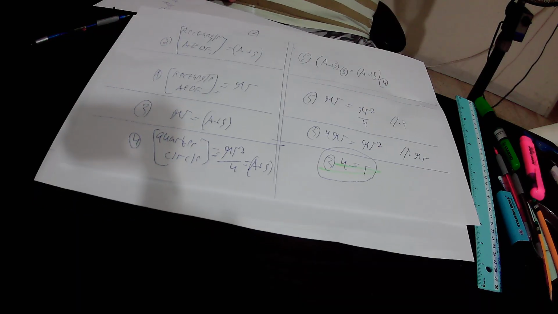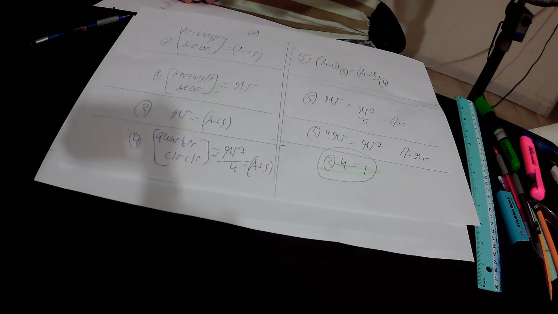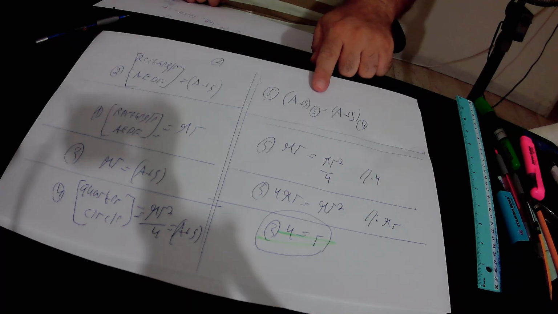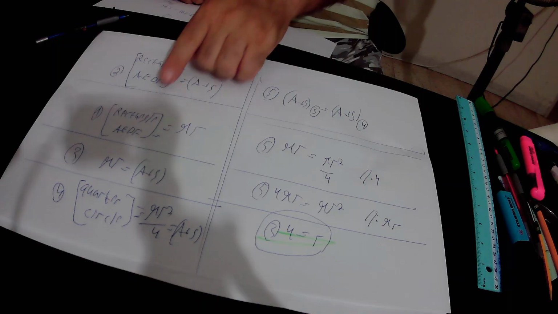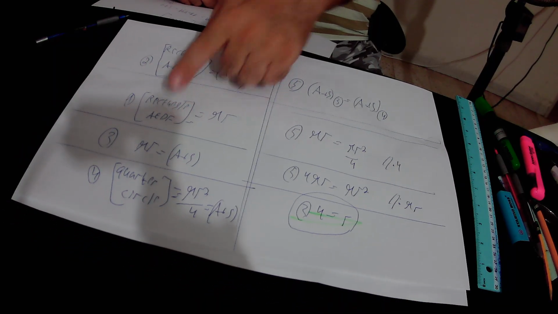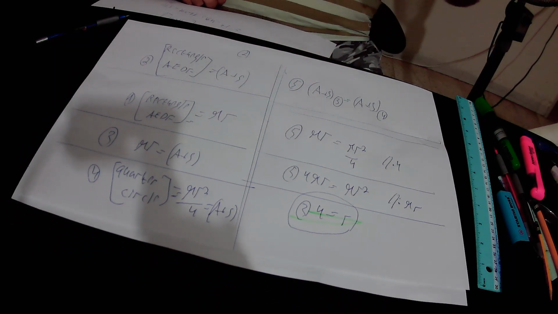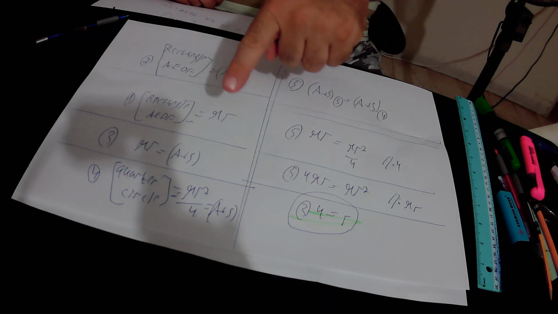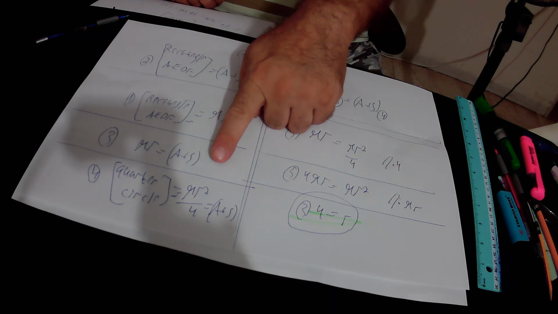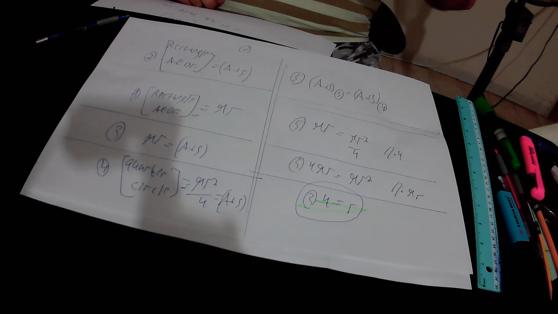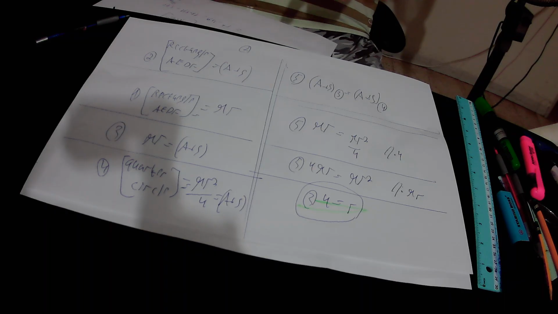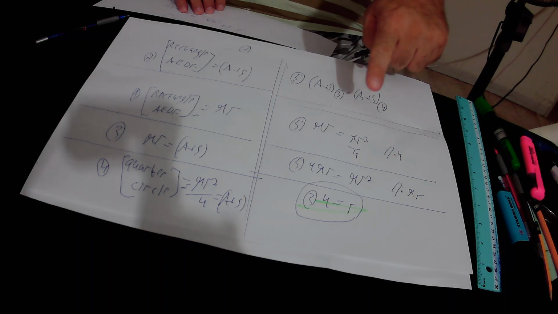In the next step, we created equation 5 that says that A plus S according to equation 3 must be equal to A plus S according to equation 4. A plus S according to equation 3 is equal to pi r, and it must also be equal to A plus S according to equation 4, which is equal to pi r squared over 4. In total, according to equation 5, we found out that pi r equals pi r squared over 4.